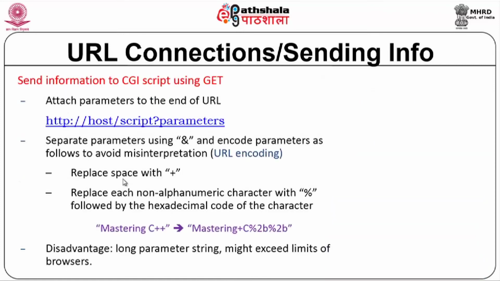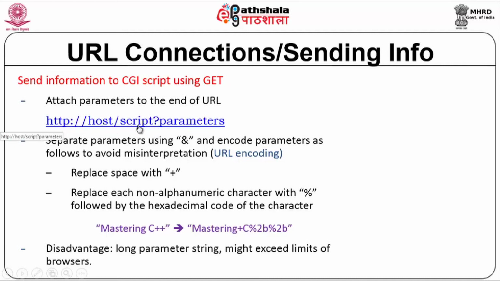And there is another way, as I told you: you can send information to CGI scripts using a get method. When you are using a get request method, whatever information you want to pass would be attached to the end of the URL. So, you can see a URL normally that would be separated by a question mark.